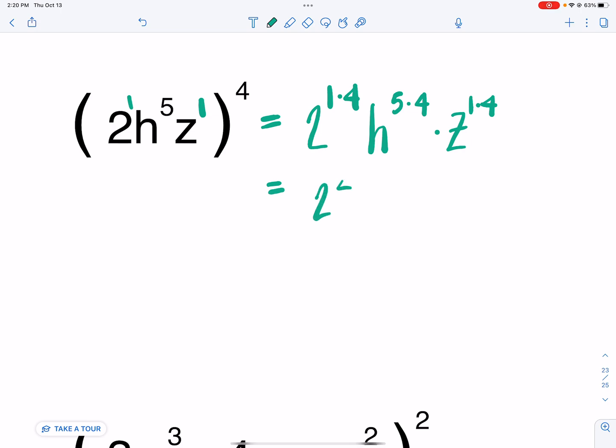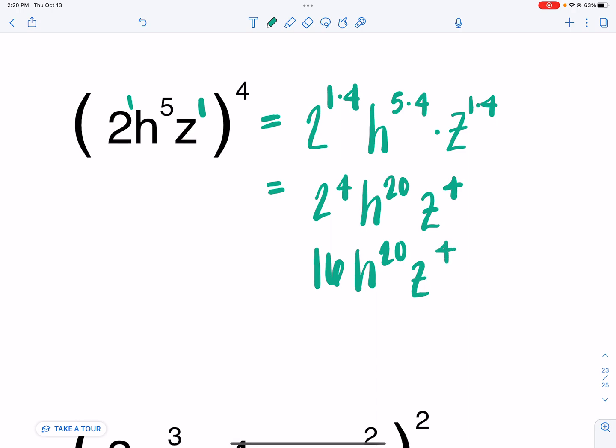So this is 2 to the 4th, h to the 20th, z to the 4th. To simplify, I know that 2 times 2 is 4, times 2 is 8, times 2 is 16, h to the 20th, z to the 4th. And that, friends, is our final answer.